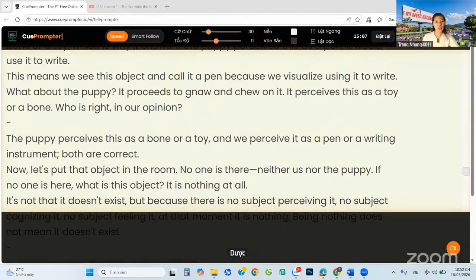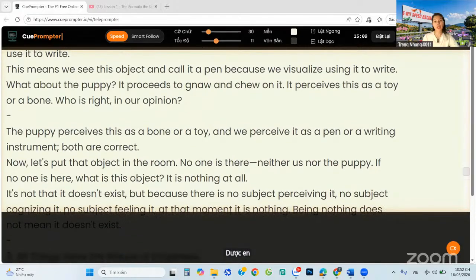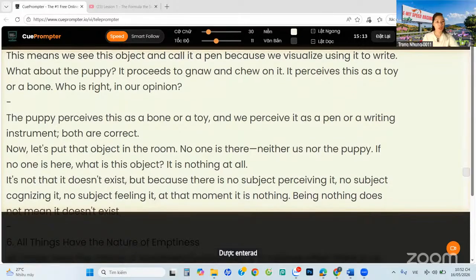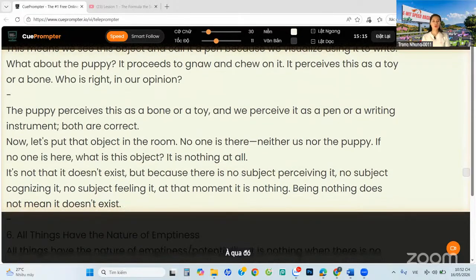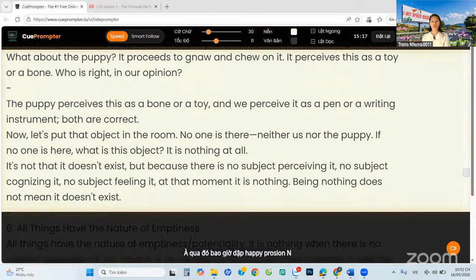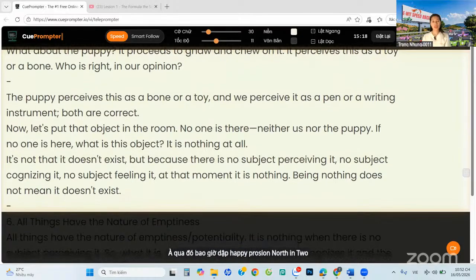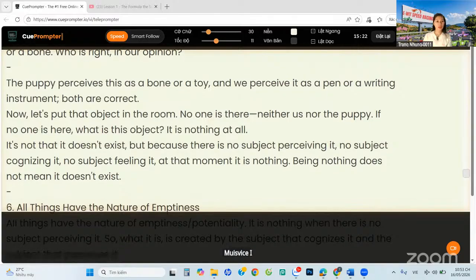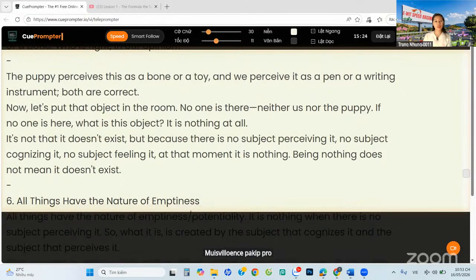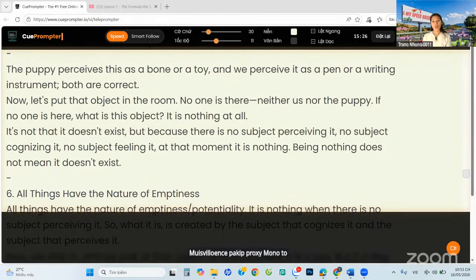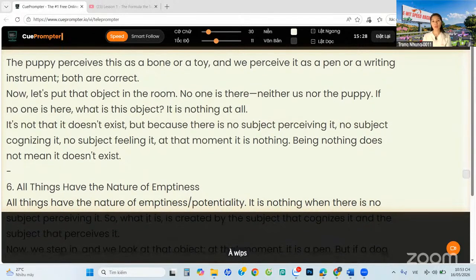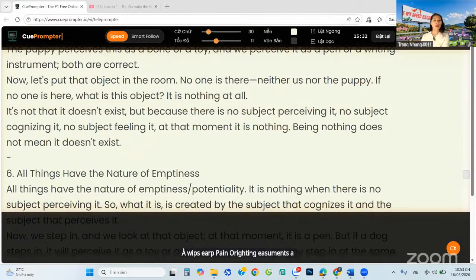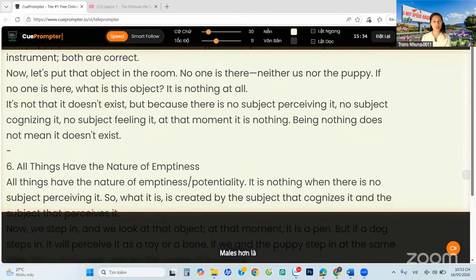This means we see this object and call it a pen because we project that meaning onto it. Who is right in our opinion? The puppy perceives this as a chew toy and we perceive it as a pen or writing instrument. Both are correct.